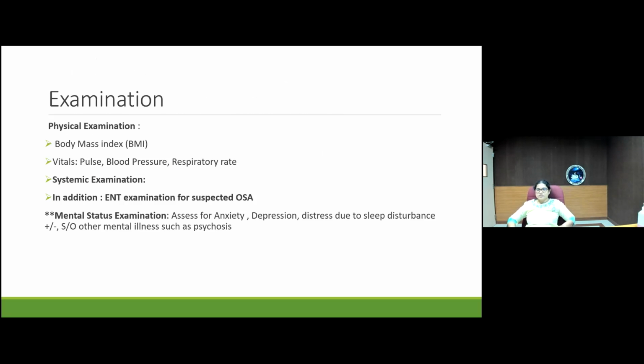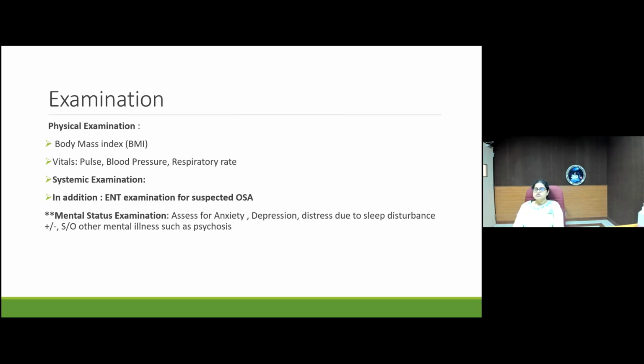Coming to the examination. Examination is one of the important parts of our sleep disorder evaluation. Check for body mass index, vitals, pulse, blood pressure and respiratory rate. Systemic examination to look for any systemic issues. In addition to it, a detailed ENT examination, especially when OSA is being suspected.